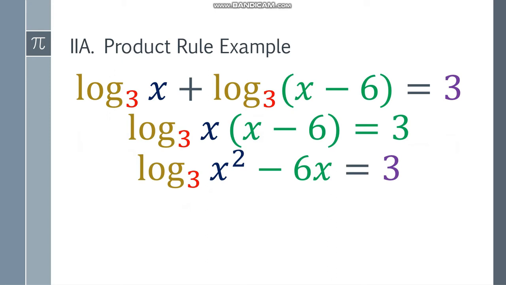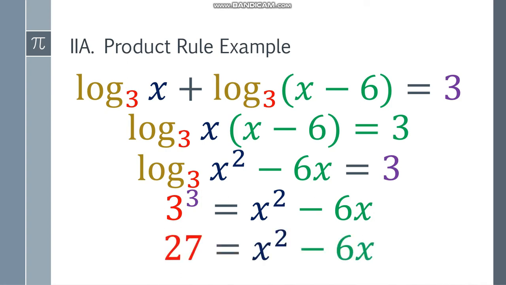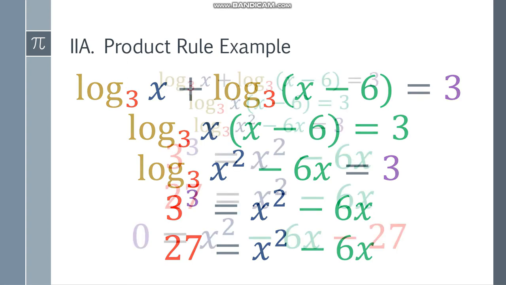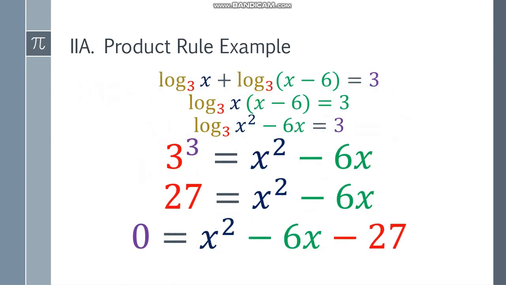Next, we can do the exponential form. This is color coded so you can see where the numbers go. So 3 cubed, the 3 here will be here, is equal to x squared minus 6x. Simplify 3 cubed, that will be 27. It's equal to x squared minus 6x. Now, we will get a trinomial here. So that will be 0 is equal to x squared minus 6x minus 27.